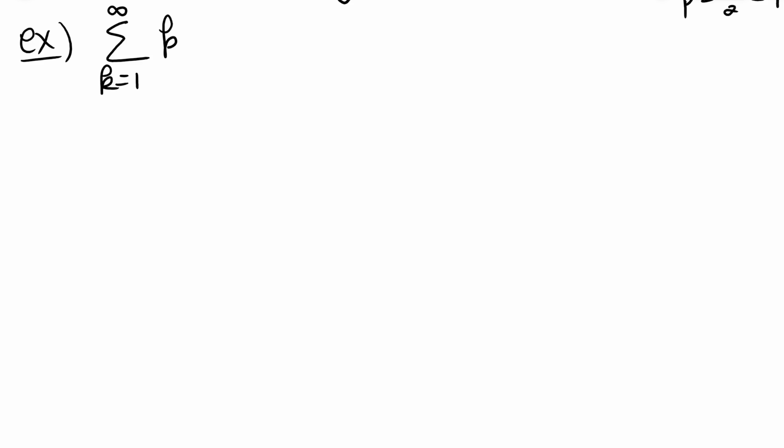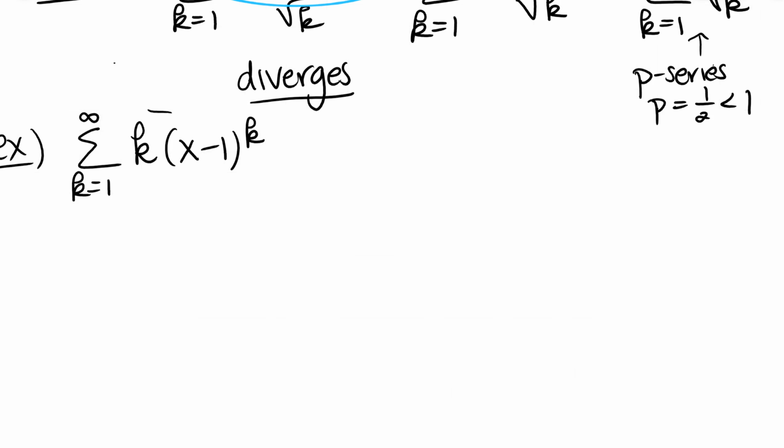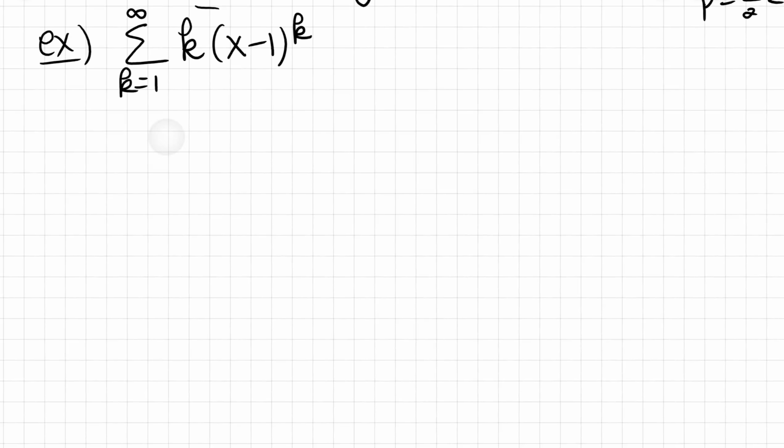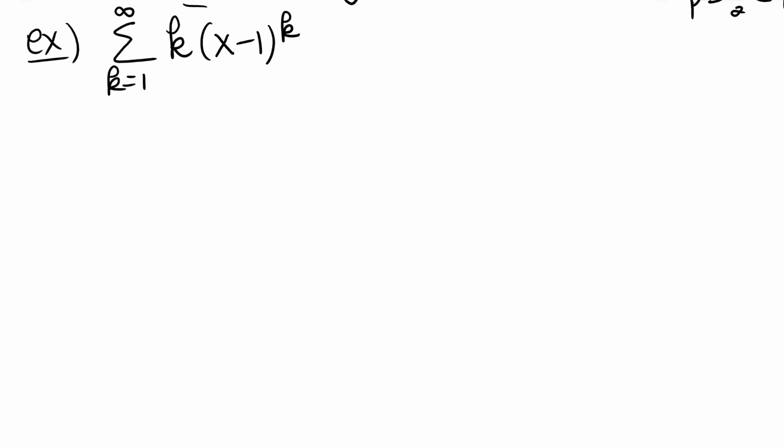All right, so let's look at something like this. I know this one's going to be a little bit short, but I want to look at something like this. So I have k times x minus 1 to the kth power. And again, I want to find x values that are going to make this converge. And maybe you can already look at it and see that this is going to have a tough time converging, right? I have this k in front of the x minus 1 to the k. That's really going to cause it to grow pretty quickly.